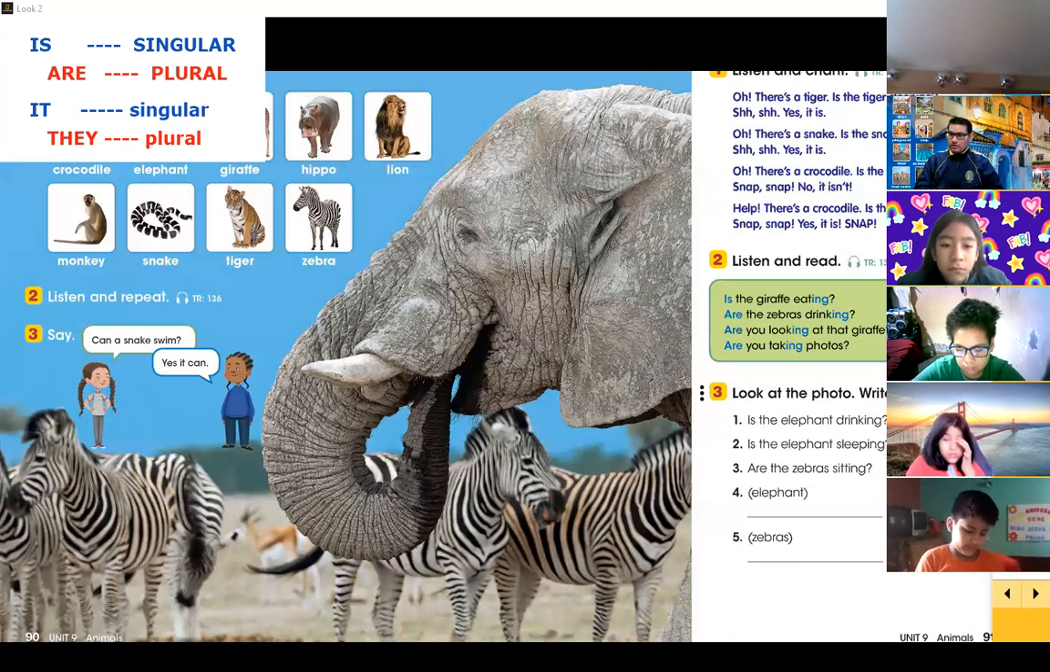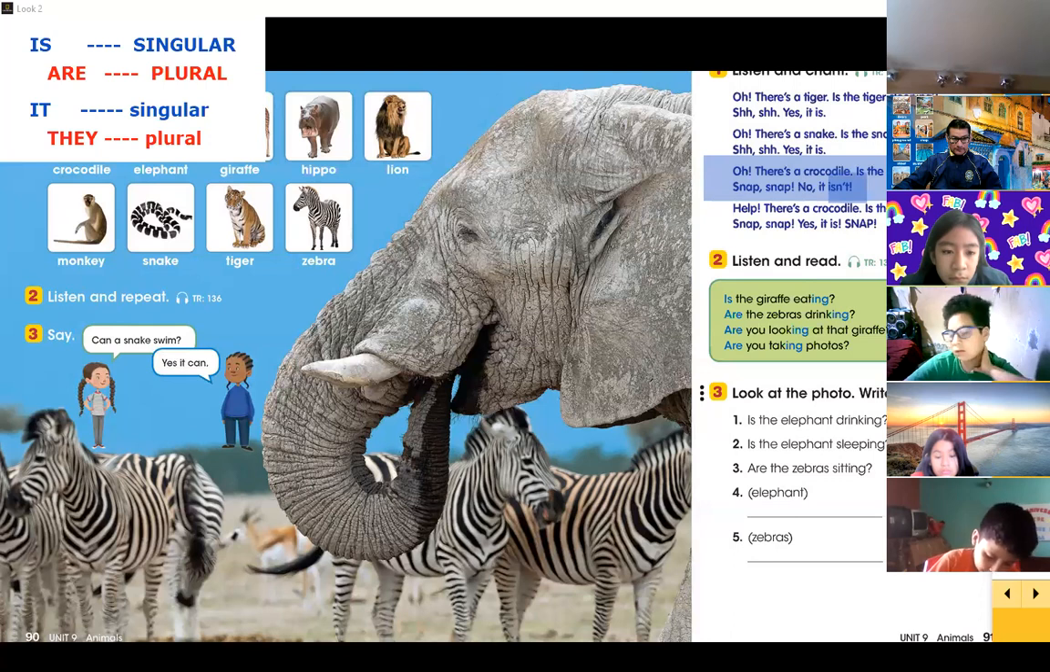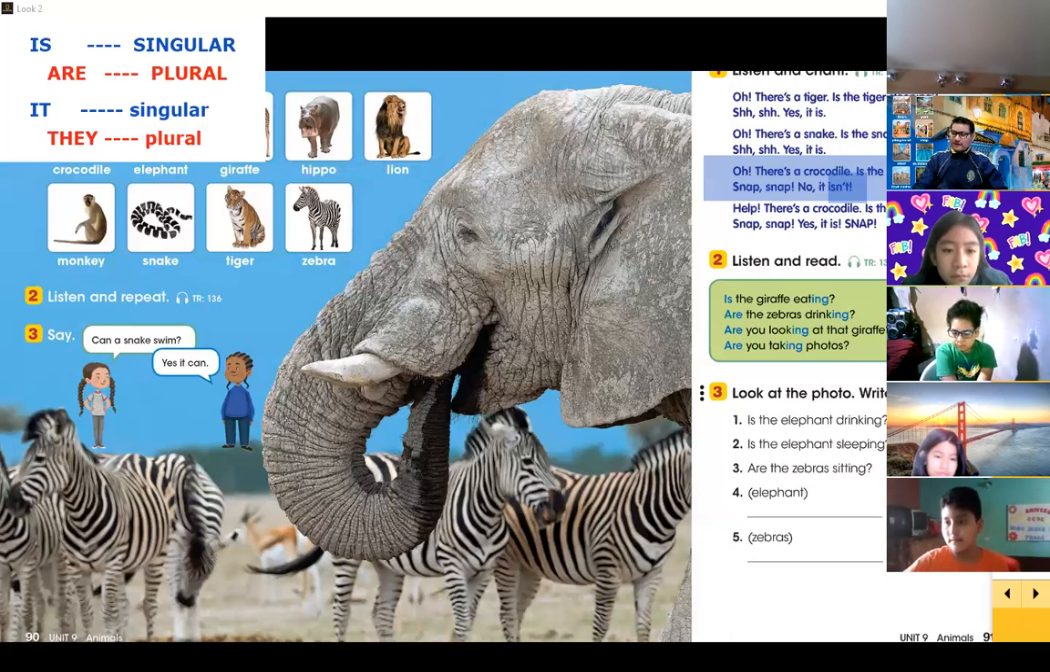Mira la canción que dice, ¿no? Oh, there's a snake. Oh, there's a crocodile. Is the croc sleeping? Snap, snap. ¿No it is o no it isn't? What do you think, Álvaro? ¿Cómo respondemos? Is the croc sleeping? No, it isn't, ¿verdad? Entonces recuerda, cuando es negativo, tengo que siempre reafirmar la negación. No, it isn't, ¿ya? Si es afirmativo, se queda simplemente en it is. Pero en negativo hay que reafirmar la negación. No, it isn't. Okay?